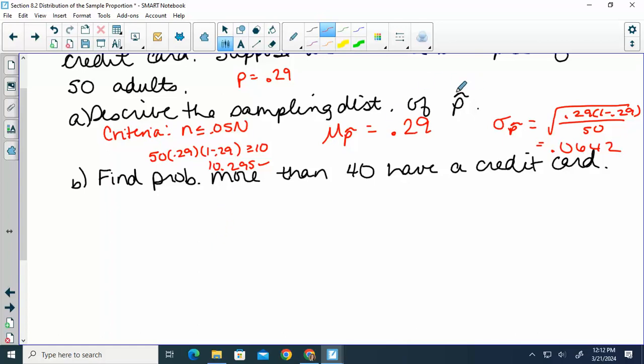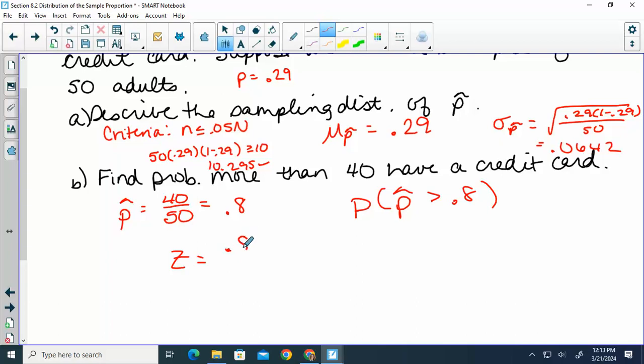I'm talking about p hats. So if I want the probability that more than 40 have a credit card. Did I give you the p hat? Okay, how do we find it? X divided by n. So 40 out of 50 is 0.8. So we're finding the probability that the p hat is greater than 0.8. So we need our z. Z is our value minus the mean divided by the standard deviation.